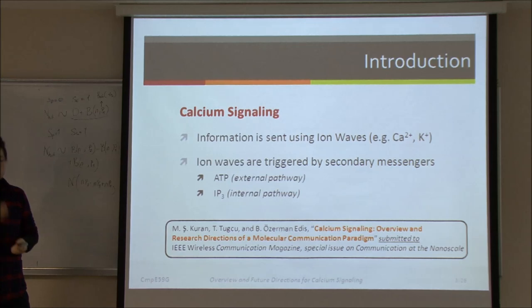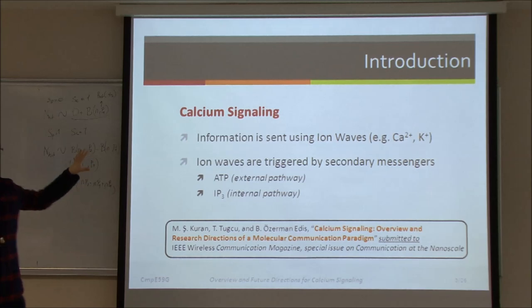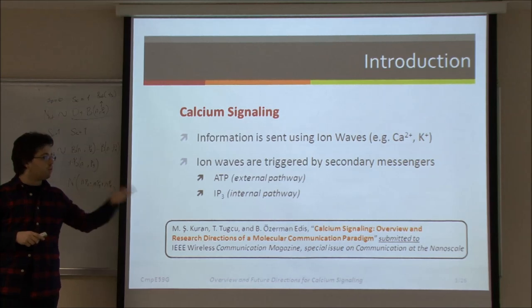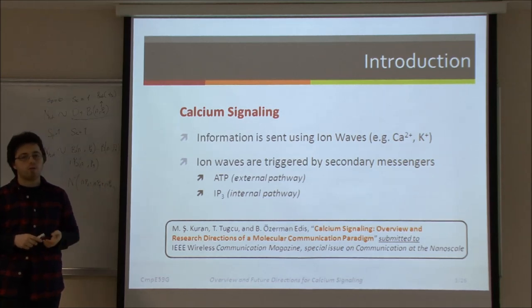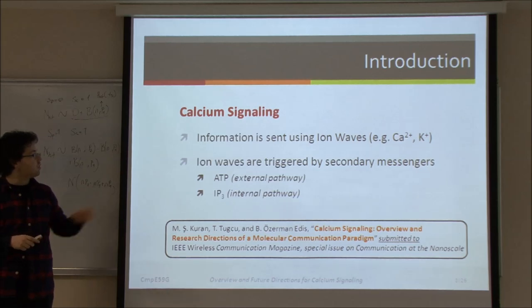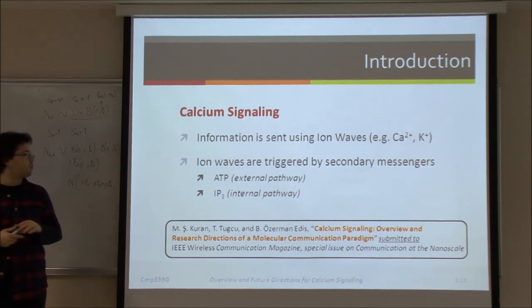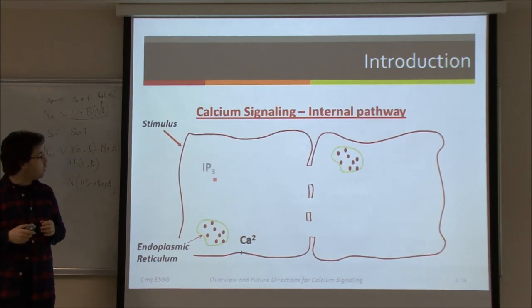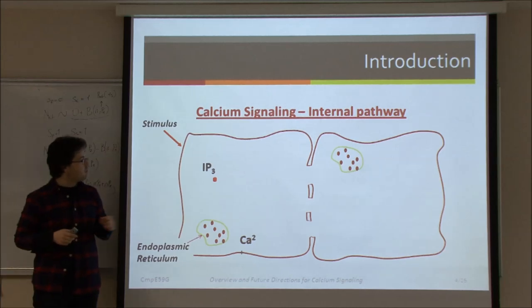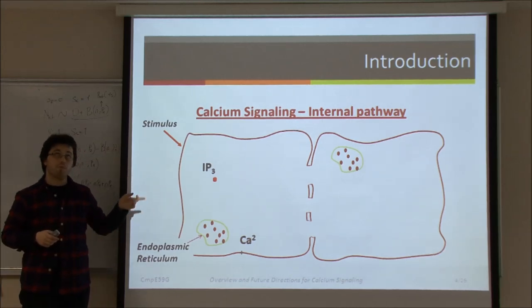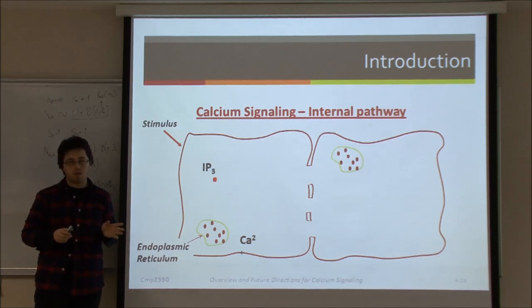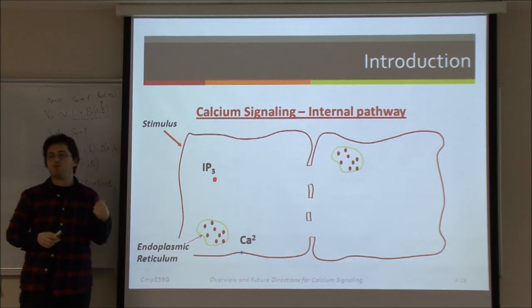So calcium signaling is basically you use the ions, as the name suggests, calcium ions. You can use other ions and encode information on top of those ions. This is actually something called intercellular calcium waves in the biological literature. Most of our cells, regardless of the tissue, use this kind of mechanics.